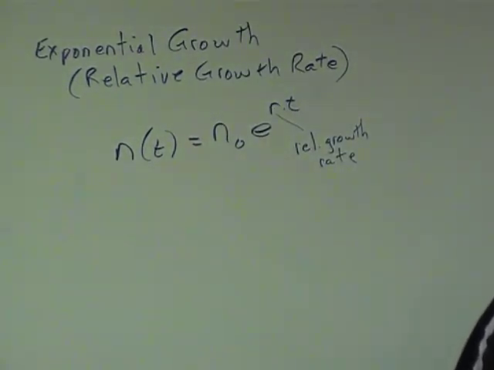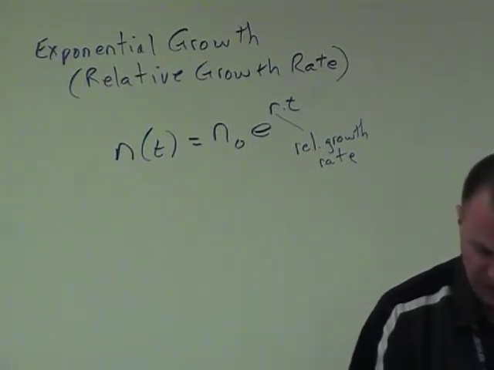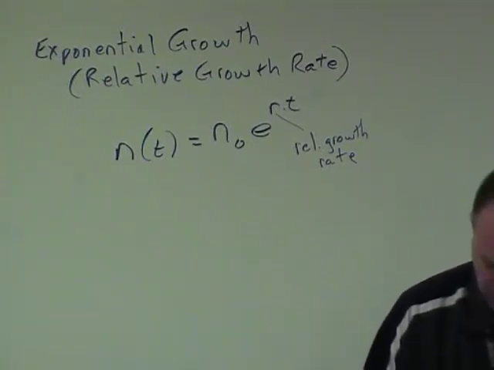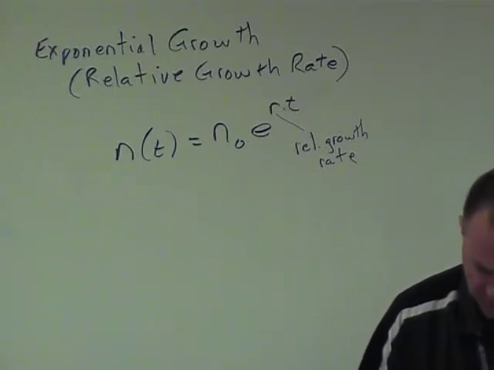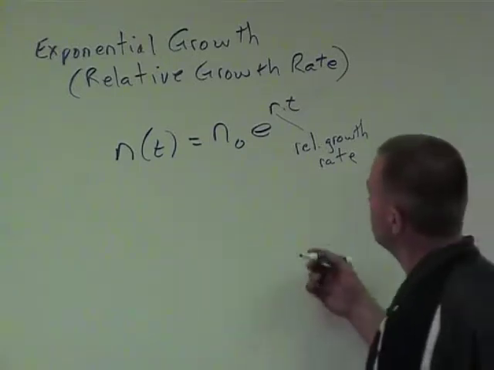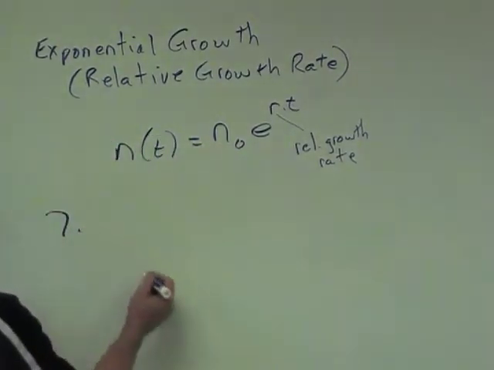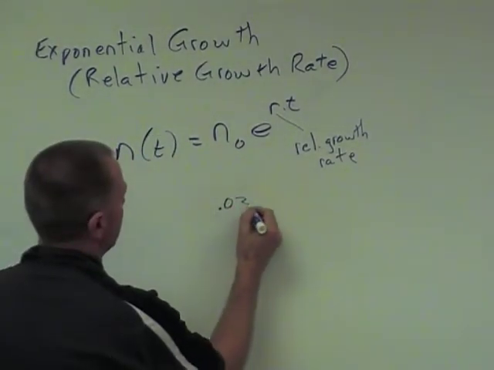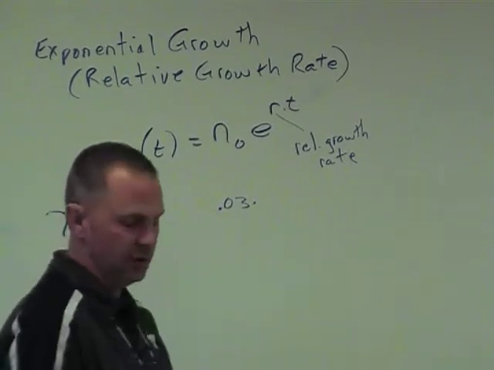which one? Number 7? You want to do number 7? Somebody didn't do that. Population of a country. Okay, a certain country, doesn't say what country it is. Population of a country has a relative growth rate of 3% per year. This is number 7. 3% is 0.03. That's your R.